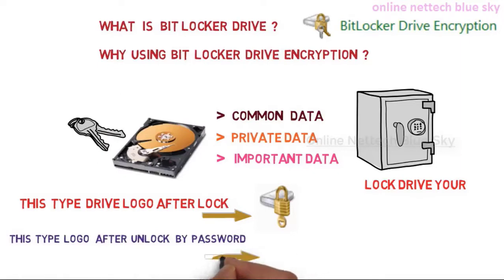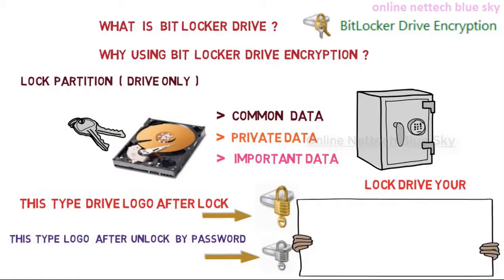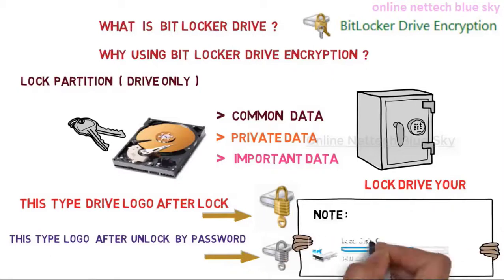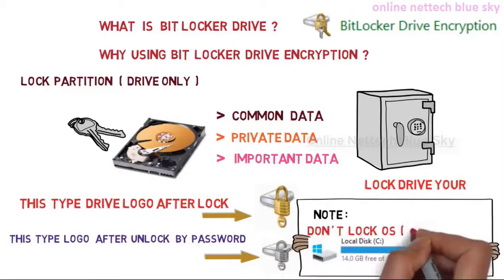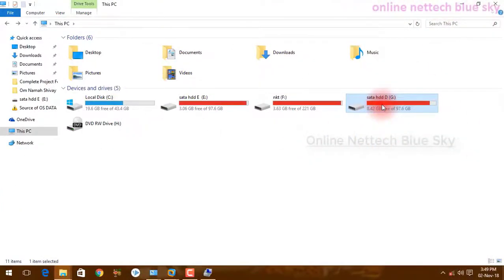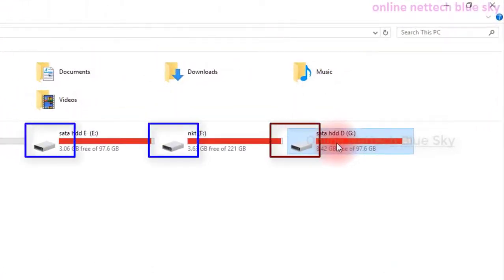So you unlock with your password. This is how the lock and unlock is shown here. This is a very important lock for partition drives only, not the whole hard disk. A drive here means your partitions only. You do not lock your partition C. This is very important. You can see it here in My Computer, and this is my partition logo.